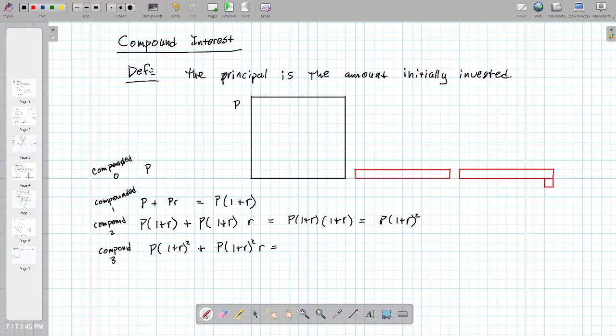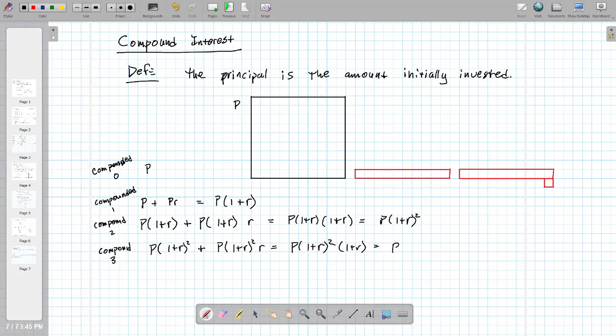Now, again, I'm going to factor out P times 1 plus R squared, and I get P times 1 plus R squared. And what's left here, if I factor this entire thing out, is a 1. And if I factor out the P times 1 plus R squared, I'm left with an R.